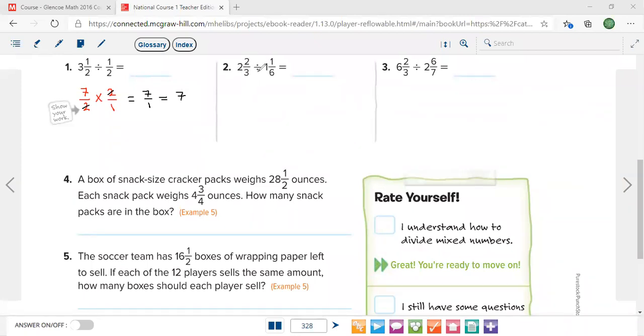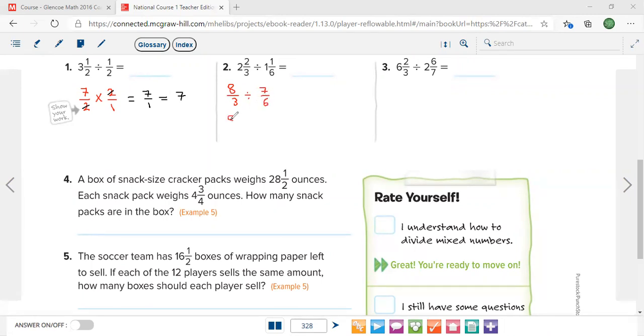Problem 2: 2 and 2/3 divided by 1 and 1 over 6. Let's transform the mixed numbers into improper fractions. 3 times 2 is 6 plus 2, 8. So this is 8 over 3. Keep the division sign. And 1 and 1 over 6: 6 times 1 is 6 plus 1 is 7. So 7 over 6.